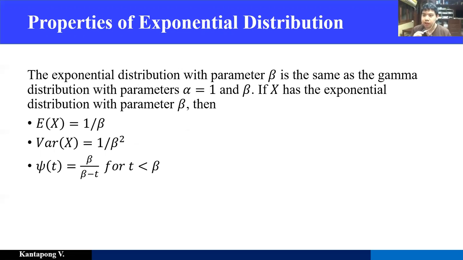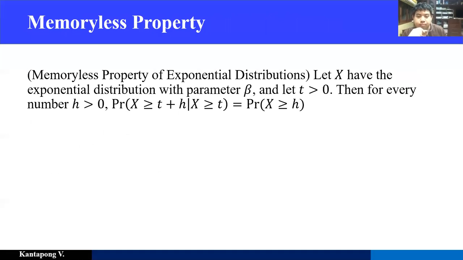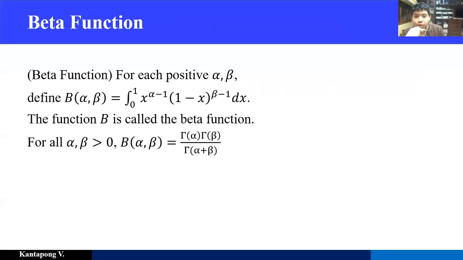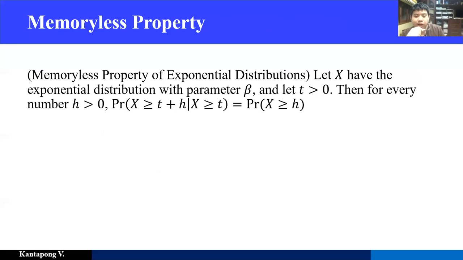Okay, this is the overview. The exponential distribution with parameter beta is the same as the gamma distribution with parameter alpha equal to 1 and beta. So we get rid of one parameter. If x has the exponential distribution with parameter beta, then you can get the expectation of x, the variance of x, and the MGF too. And this one is the memoryless property. The same basic stuff.